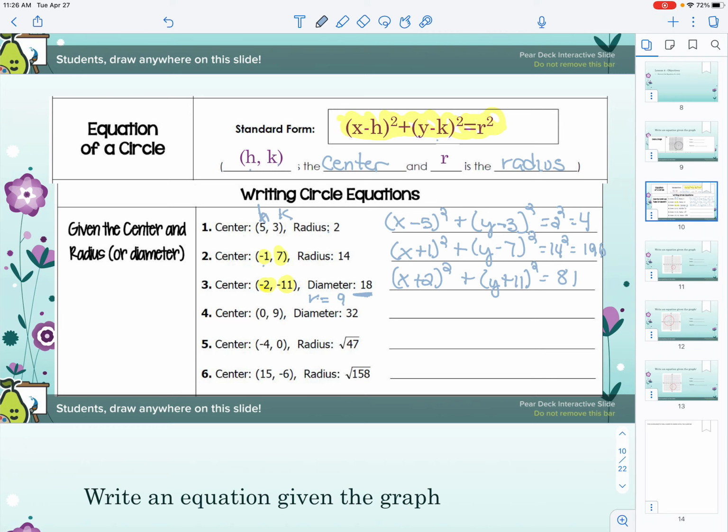Okay, our center here, this would be X minus 0, or we can just say X squared plus Y minus 9, because I'm taking the opposite, and my diameter is 32, which means my radius is half the diameter, which is 16. And then 16 squared is 256.